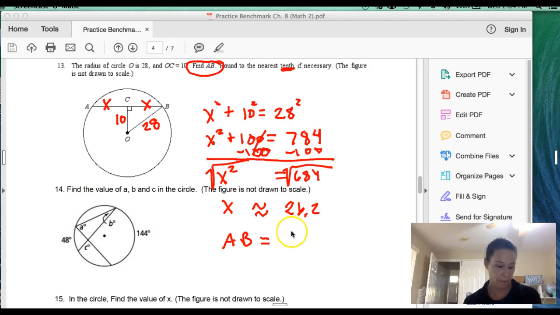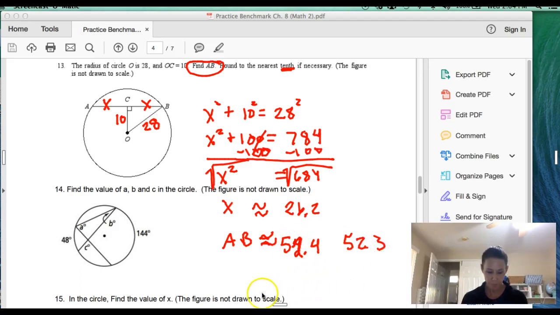And we get 52.4. Or if you didn't round this earlier, you would get 52.3, which is also, let's do an approximate, also fine. If you got, oh, I wrote 54. I'm sorry. 52.3 would also be fine. All right, on to the next one.